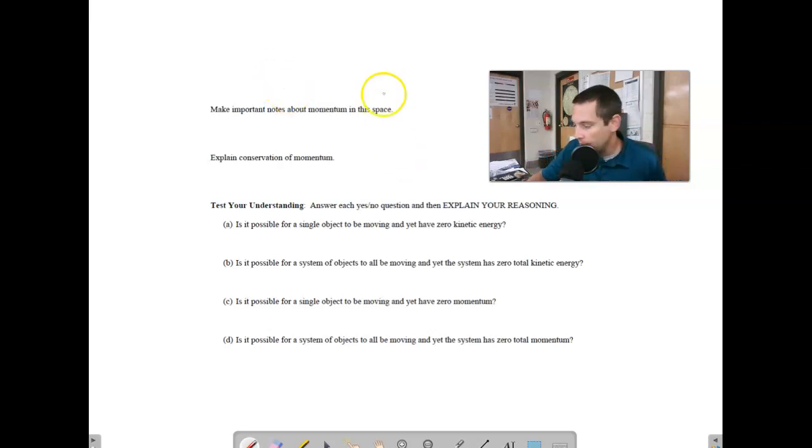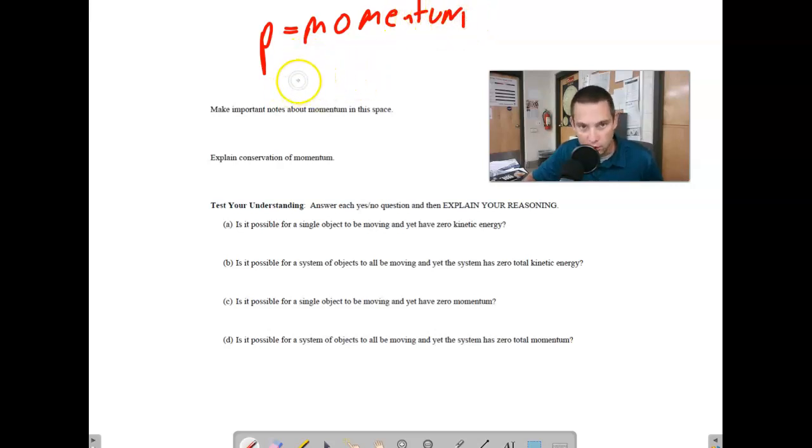Alright, finishing up momentum for right now, anyway. Important things about momentum. P equals momentum. The symbol that we'll use is lowercase p. Then we've got the equation, which is momentum is just mass times velocity, where momentum is a vector and velocity is a vector. So that means direction matters, right?